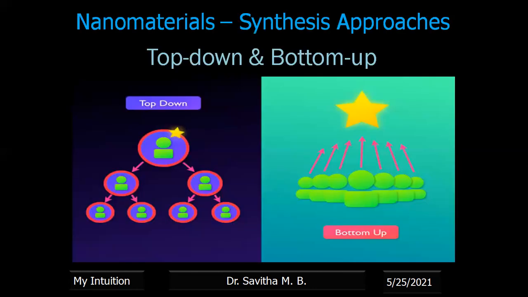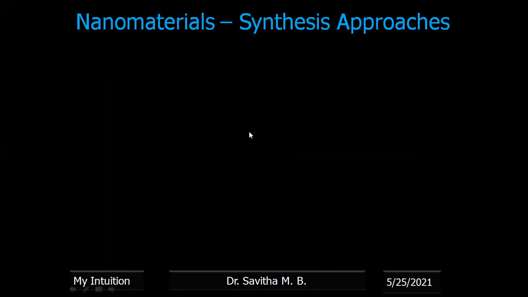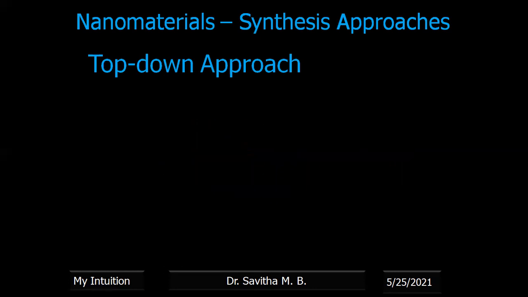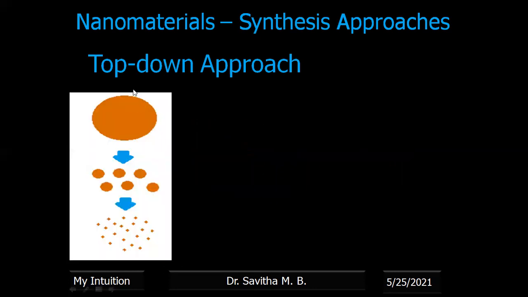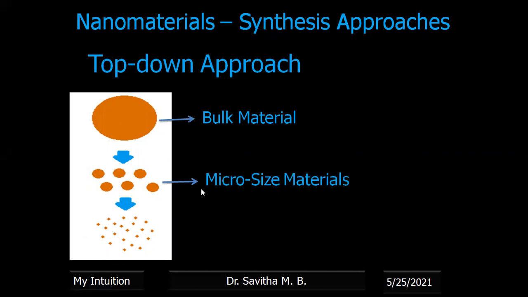There are two approaches: one is the top-down process and another one is the bottom-up process. Let us discuss what they are. Top-down process means you have a big bulk material, you powder it, that means you cut it into smaller pieces of micro size. Then again you powder it, you get the nanomaterials. That means from the big you get the smaller ones. That is the top-down process.